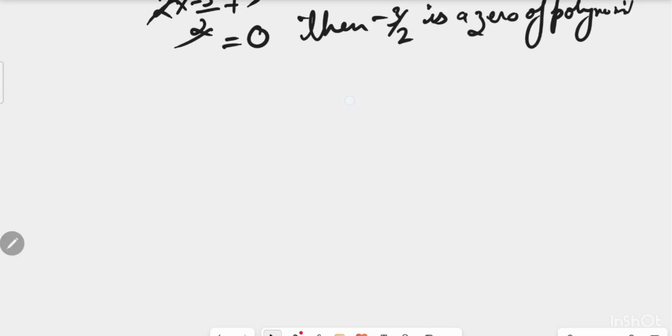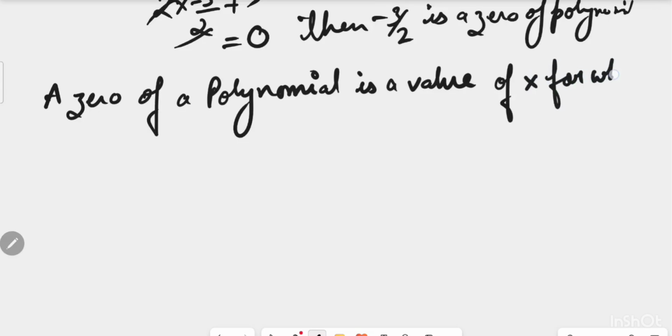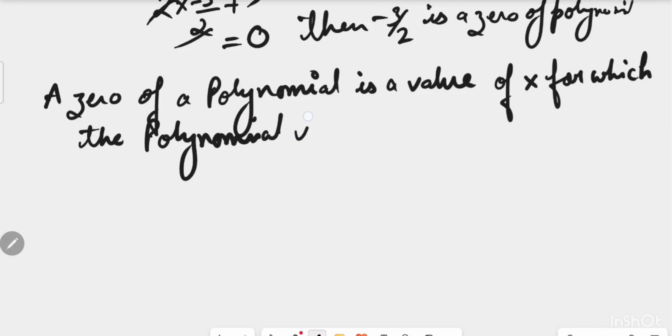So what is the zero of a polynomial? A zero of a polynomial is a value of x for which the polynomial becomes 0.